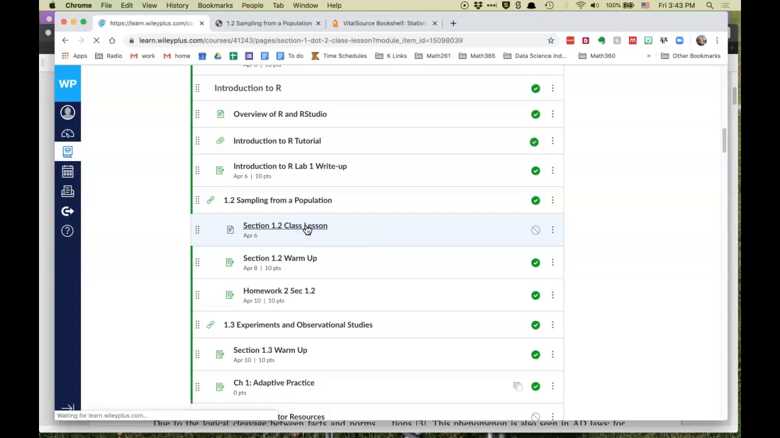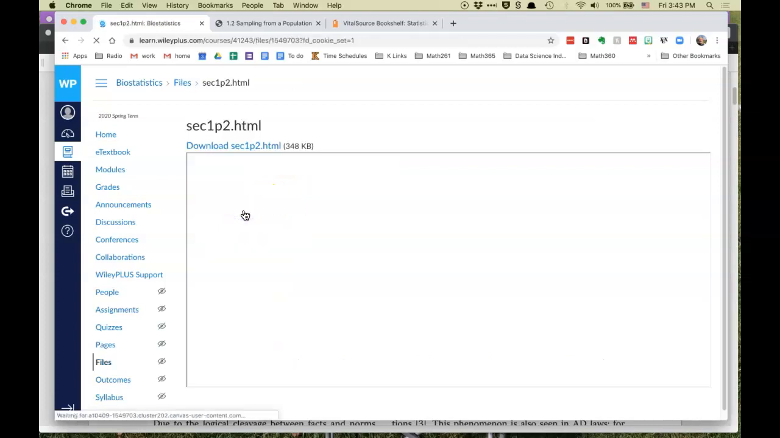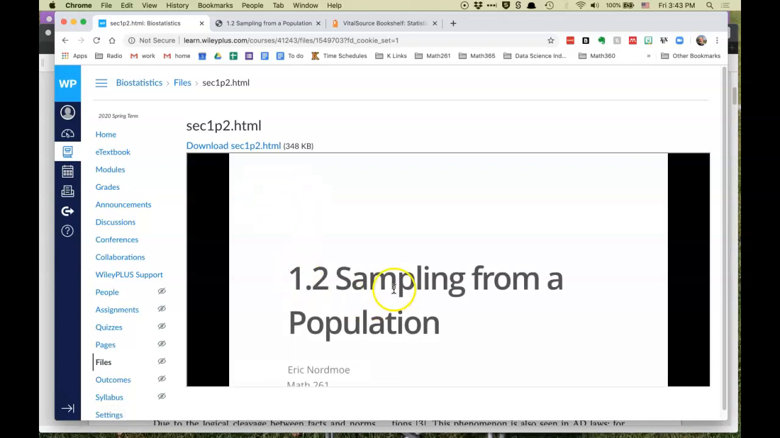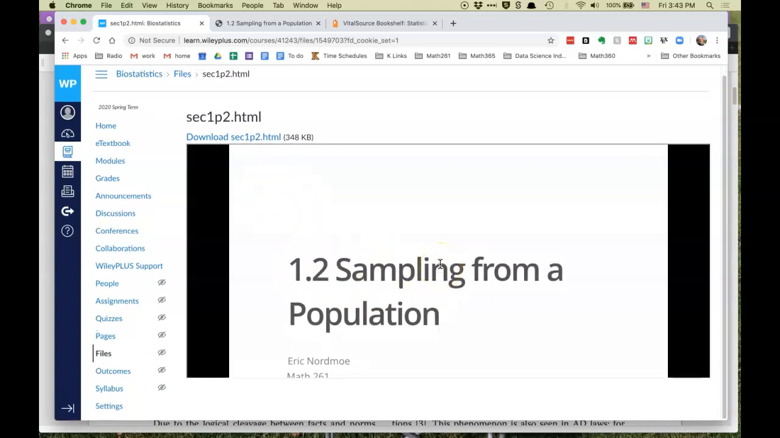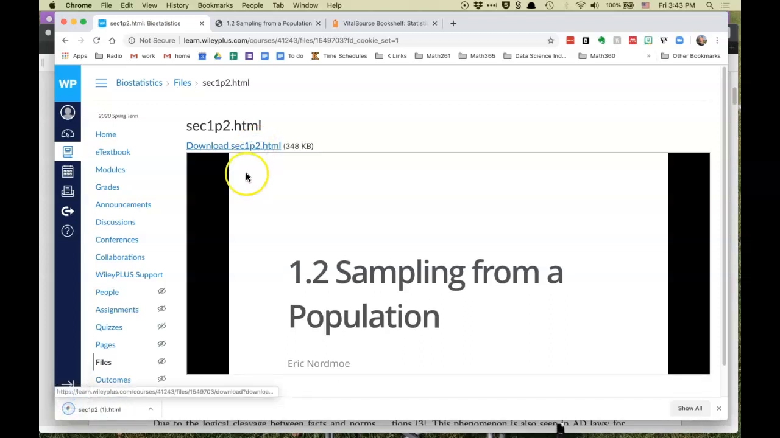So I'm going to go into the 1.2 class lesson that you'll be seeing. There'll be the notes and there'll be the video lesson. I've already opened the notes here, but I wanted to show you one thing. When you click on the notes, it opens in a little frame, which is not very useful to work with. So you're going to want to download that, and you'll probably have to either find it in your downloads folder, or if you're using Chrome, it may download here where you can click on it and open it up.